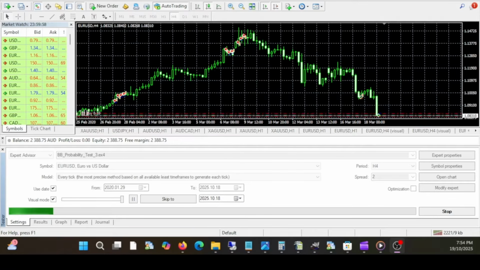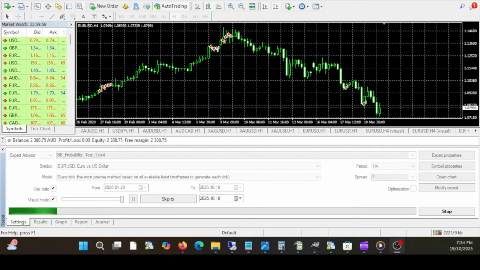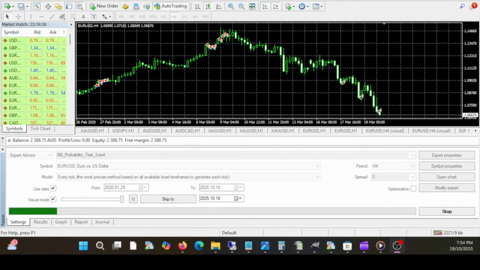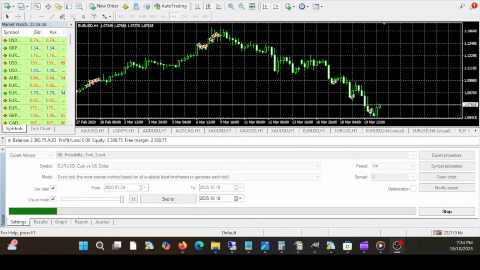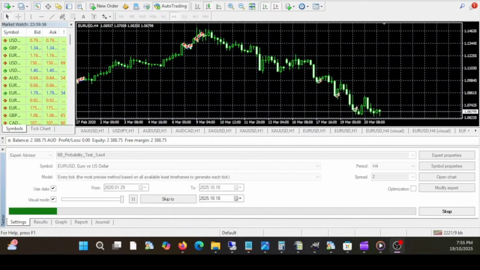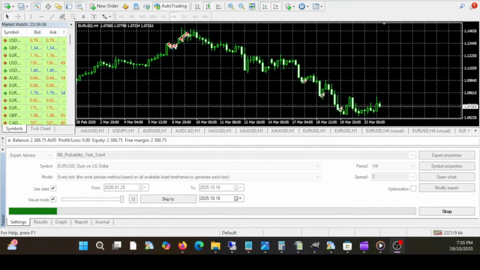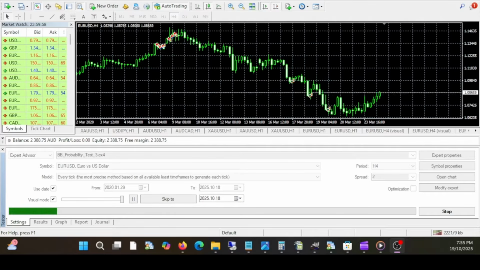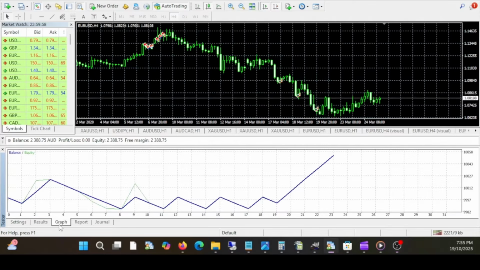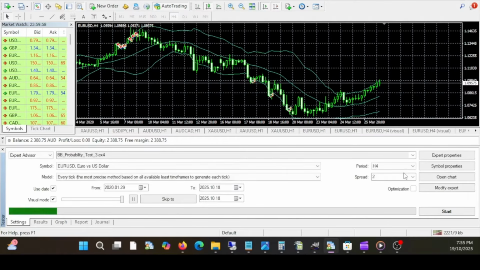We'll walk through our data collection process, show the EA collecting data, display the probability graphs, explain how we used include files in MT4, and detail our SL and TP settings. By the end, you'll see why traditional optimization is often unnecessary when you have solid probability data. Let's dive in. It all starts with data collection.